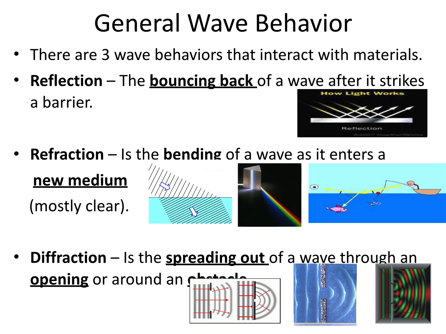And then there's diffraction, which is the spreading out of a wave through an opening or around an obstacle. I intentionally put a picture in front of the word obstacle because the picture becomes an obstacle. You can see in those pictures how the waves change as they go through the opening. We'll talk more about that in class. But these are general wave behaviors because they can work with EM and mechanical waves.